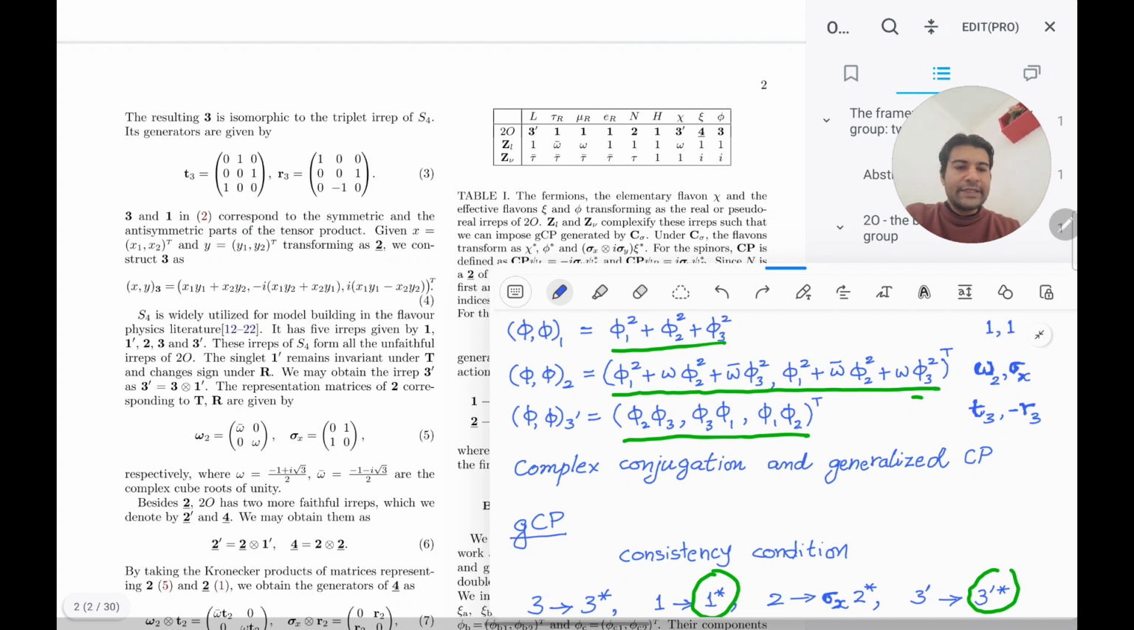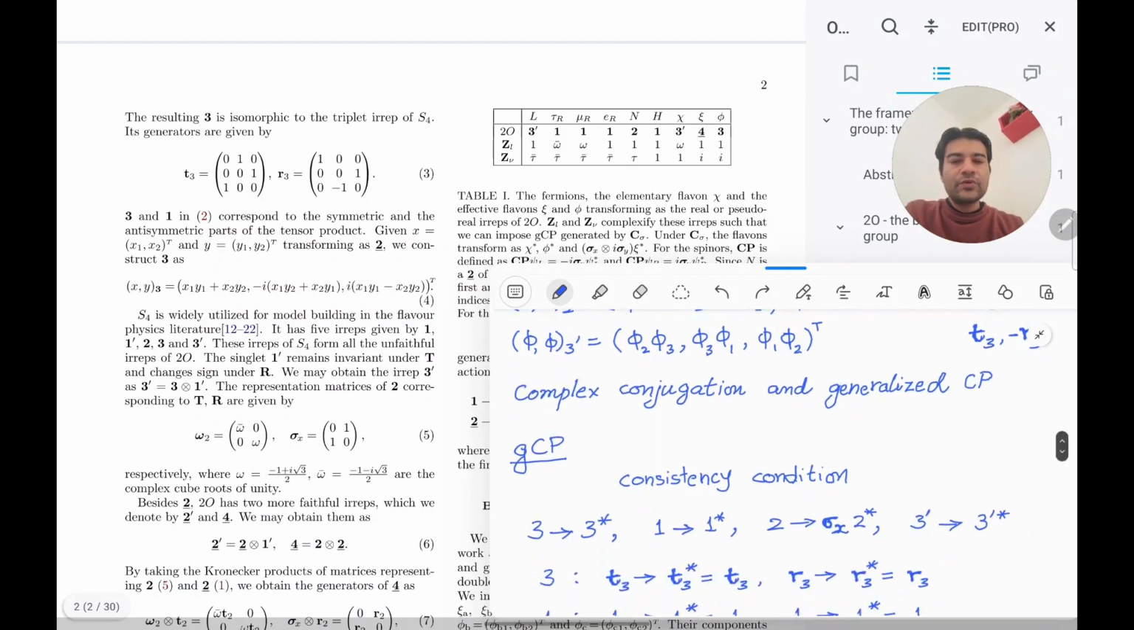Now, the multiplication with the matrix sigma x also exchanges the first and the second components of the doublet. Therefore, if you combine complex conjugation and multiplication with sigma x, then the total effect is that the doublet remains invariant, and hence this will be consistent with how the triplet phi transforms. So this simple example explains the consistency condition.